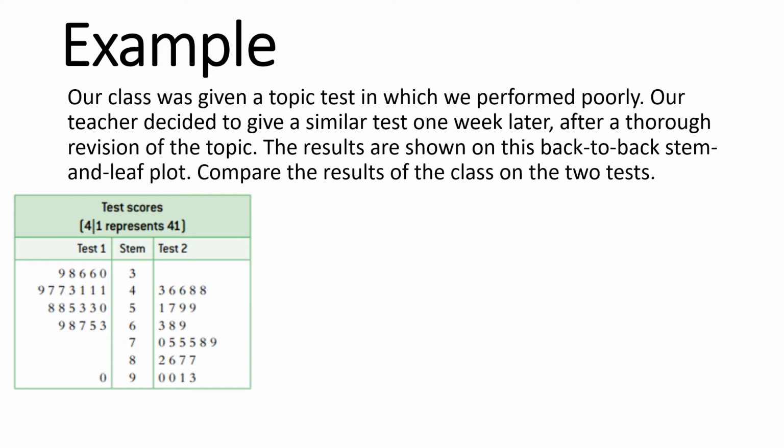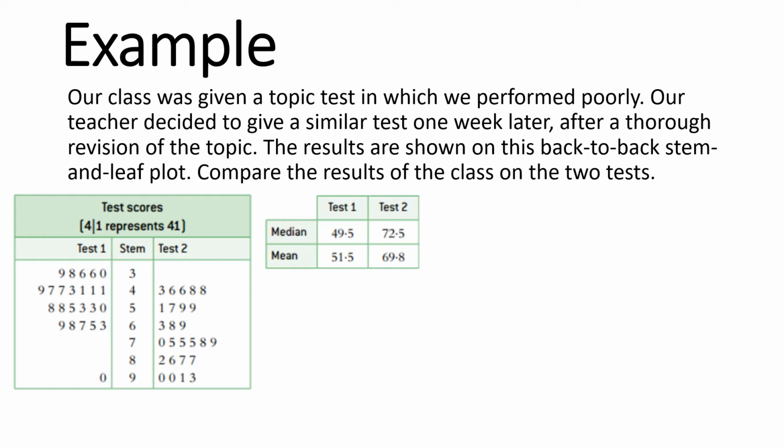To compare results on a graphical display, we need to look at the centre, the spread, the shape, and any unusual features. So let's do some calculations for the centre. First, we will calculate the median and the mean of test 1 and 2, because both the median and the mean give us the centre of the data. Then we will have a look at how we can compare the spread.